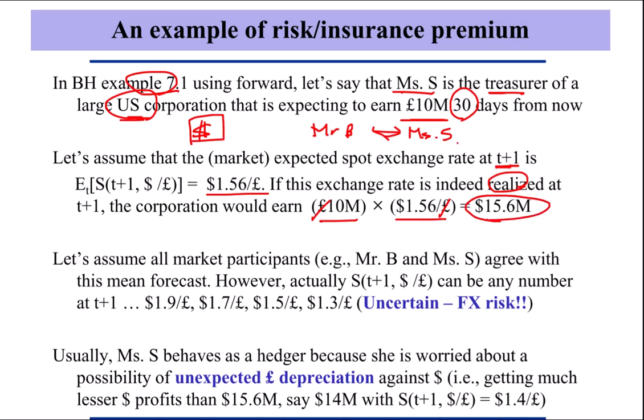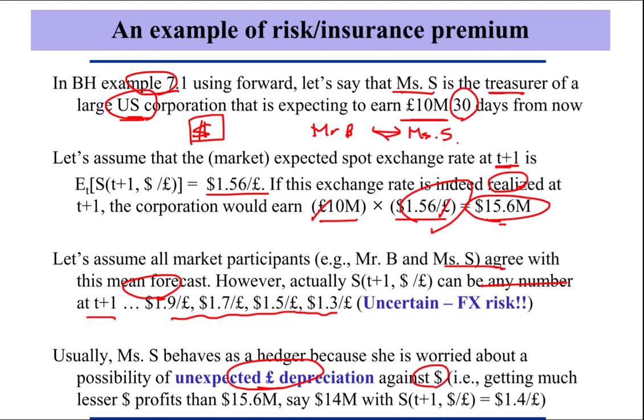Miss Sell indeed agrees with this mean forecast. This is about expectations. If you repeat history 100 times in your brain, the mean realized value will be something like this one. But in actual practice, you just have one shot for the future. Any value could be possible from the distribution of the future exchange rate. So, Miss Sell is still worried about the possibility of unexpected pound depreciation against the dollar.